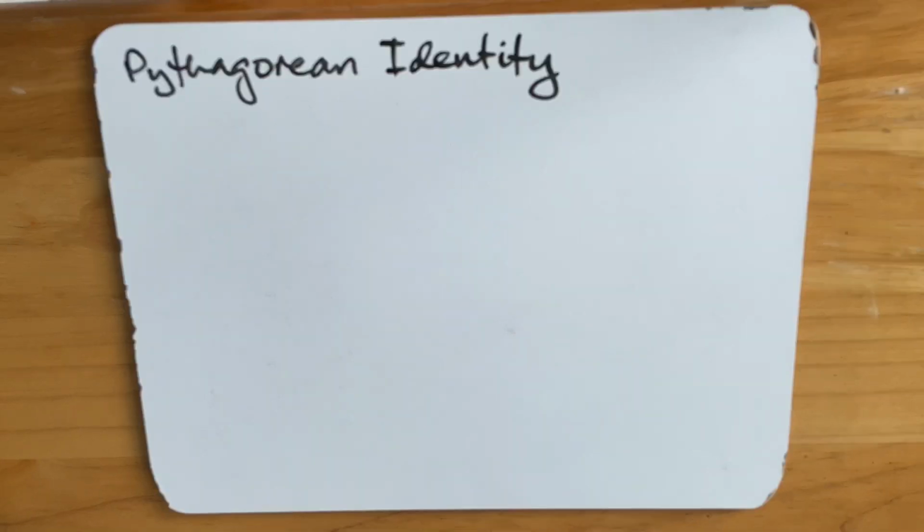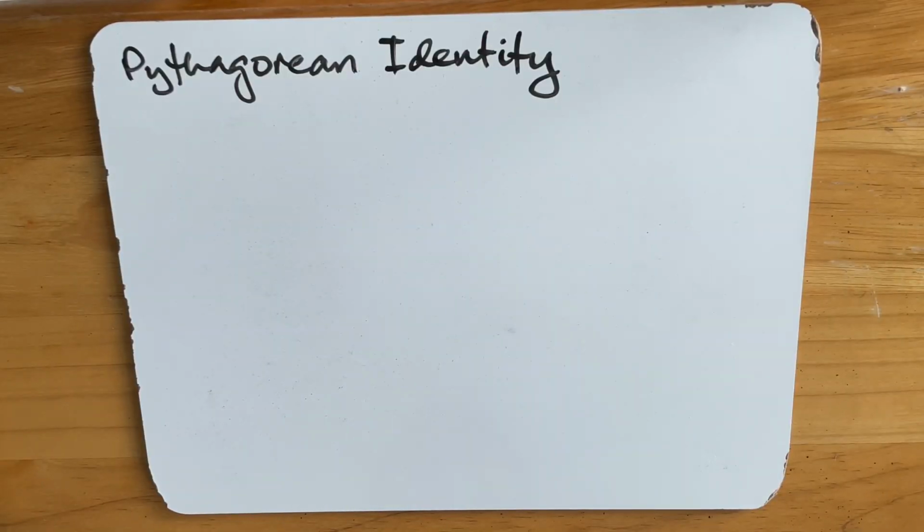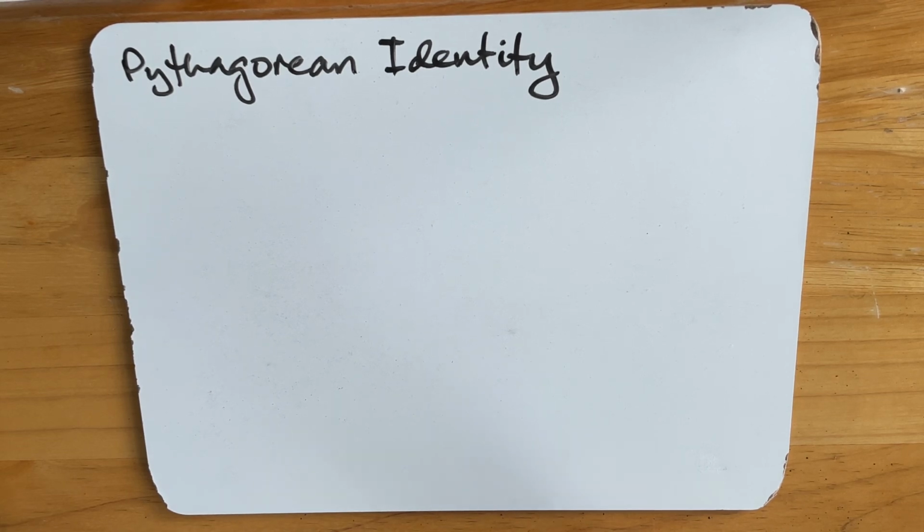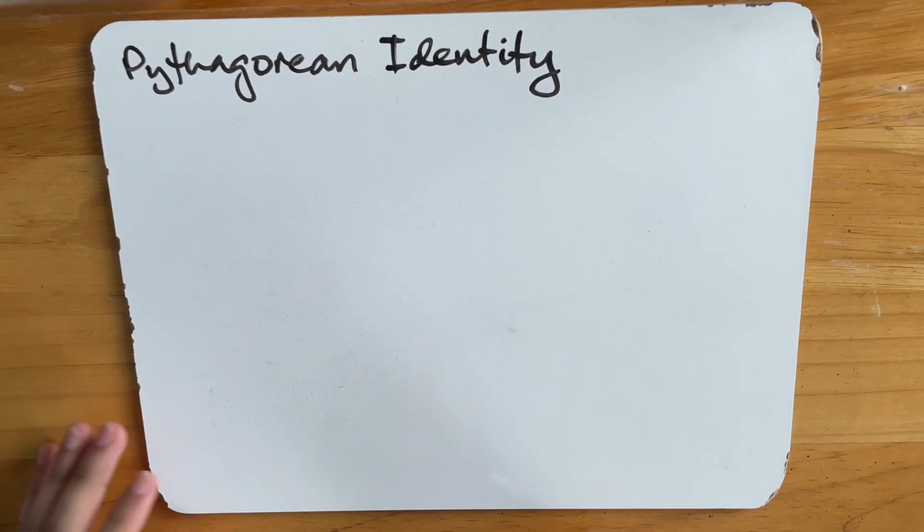Alright, so today we have a pretty simple derivation of the Pythagorean identity. That's basically the Pythagorean theorem, but using trig. The identity is sine squared theta plus cosine squared theta equals 1. So we're going to be deriving that.